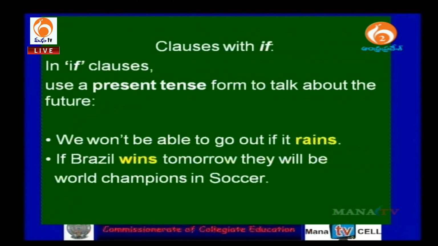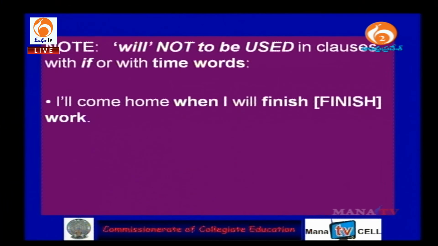So, the game hasn't started. It is going to start. It is possibly starting tomorrow. But if Brazil wins the match, they will be world champions in football. Then, don't use will in both clauses.